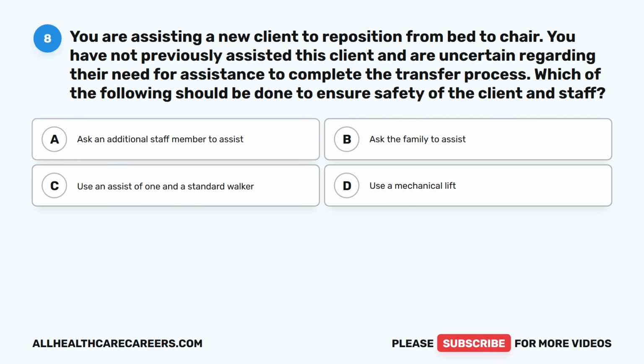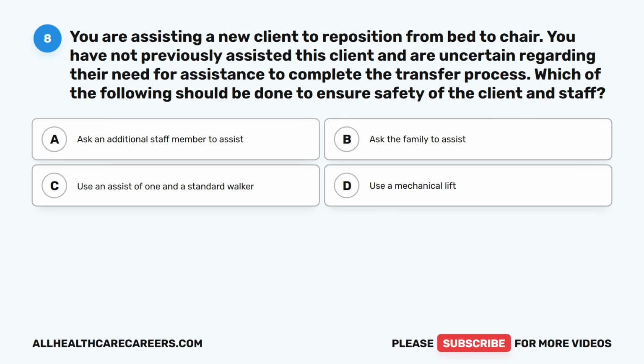Question 8. You are assisting a new client to reposition from bed to chair. You have not previously assisted this client and are uncertain regarding their need for assistance to complete the transfer process. Which of the following should be done to ensure safety of the client and staff? A. Ask an additional staff member to assist. B. Ask the family to assist. C. Use an assist of one and a standard walker. D. Use a mechanical lift.